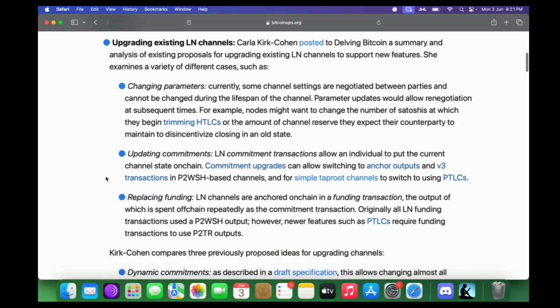This is one of the bullet points of this proposal. The other is updating commitments. LN commitment transactions allow an individual to put the current channel state on chain. Okay, we know what commitment transactions are, right?